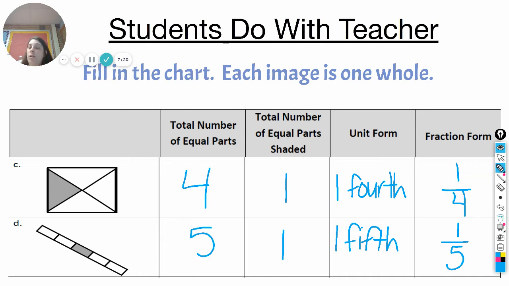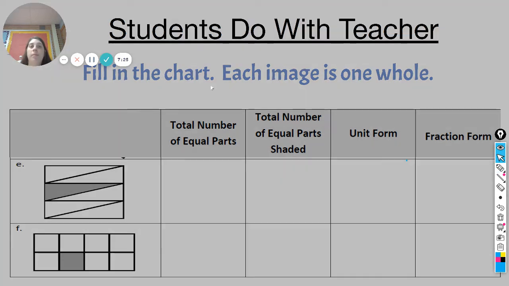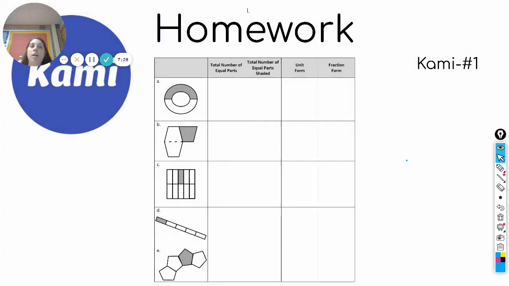Okay, let's go ahead and take a look at the homework for today. The homework today is a CAMI assignment. You're doing number 1, which is the whole page. You can see there's part A, B, C, D, and E. So for each of the examples, you're going to fill out how many equal parts there are, how many of those parts are shaded, write it in unit form, which remember is with the word, and then fraction form, which is the numbers. Go ahead and get started.